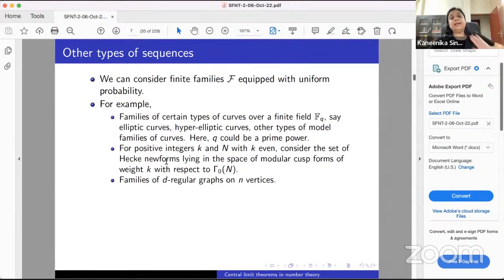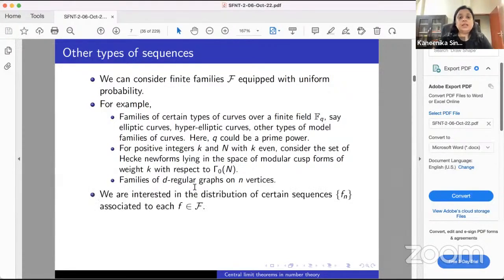Okay, another very interesting type of family that one could consider are families of d-regular graphs on n vertices. I will be giving you detailed definitions, at least for the graph theory things, quite soon. So here we talk about eigenvalues of adjacency matrices of these graphs. The questions that we ask pertain to the distribution of families of these eigenvalues as you let n go to infinity with d fixed, or when you also allow d to grow along with n. So we are interested in the distribution of certain sequences that arise in each of these contexts.